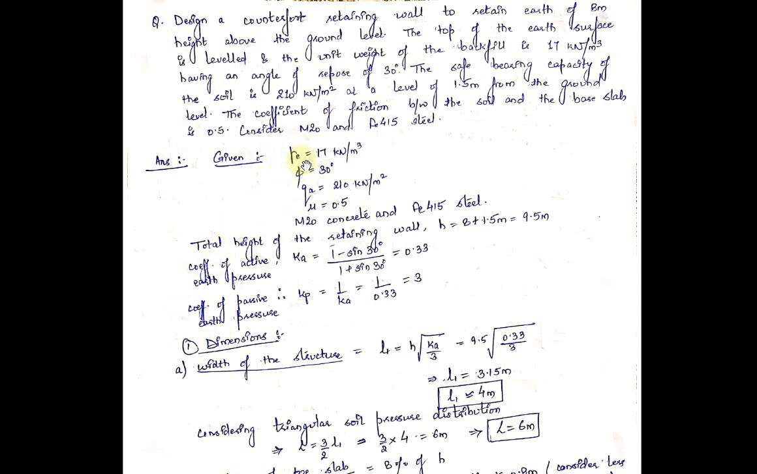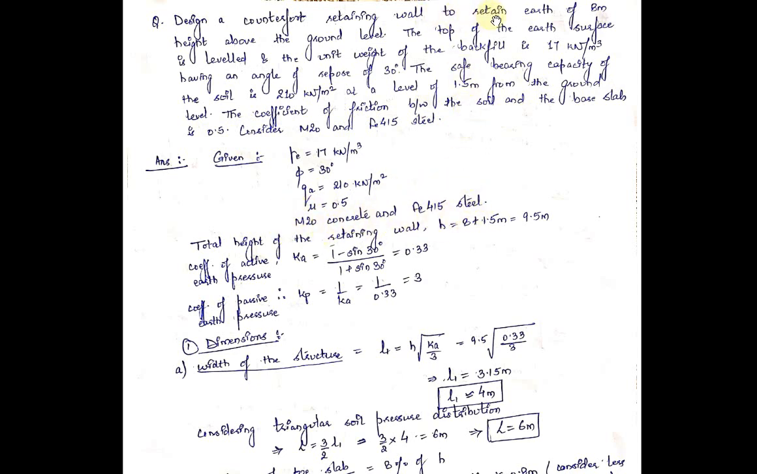So the unit weight of earth, gamma E, is given as 17 kilonewton per meter cube. Angle of repose or angle of friction, that is phi, is given as 30 degrees. The safe bearing capacity of the soil, that is QA, is given as 210 kilonewton per meter square. The value of the coefficient of friction between the soil and the base slab is 0.5, that is mu equal to 0.5. It is given that we are using M20 grade of concrete and Fe415 steel.